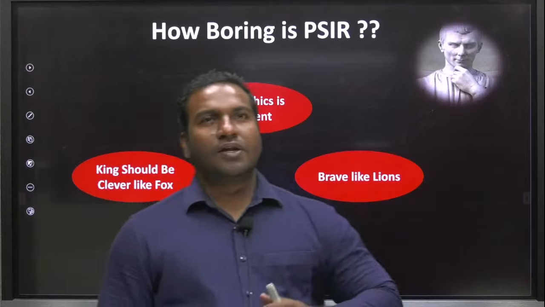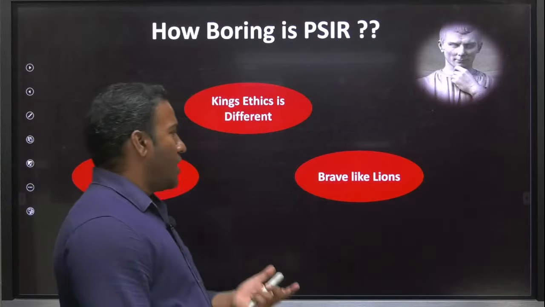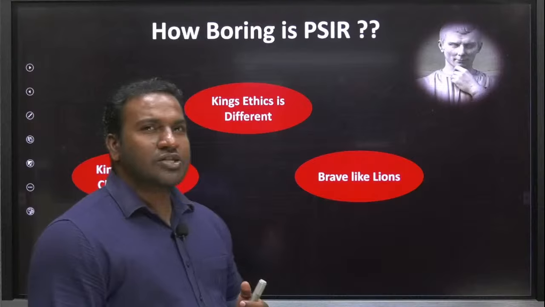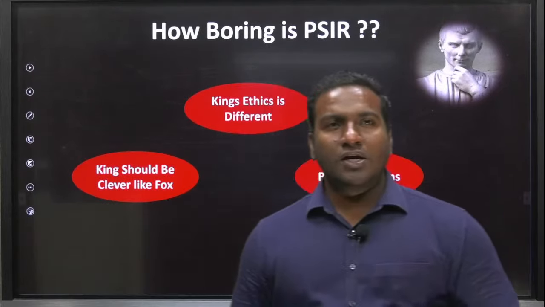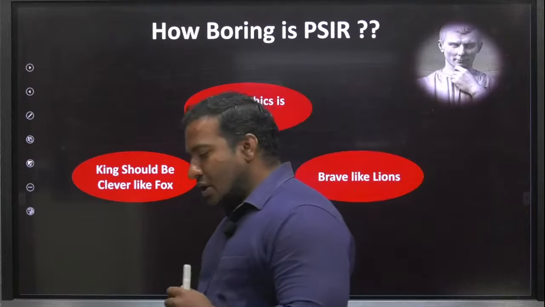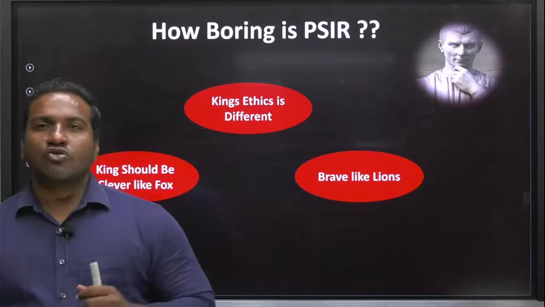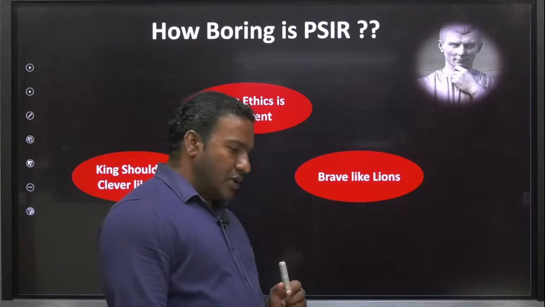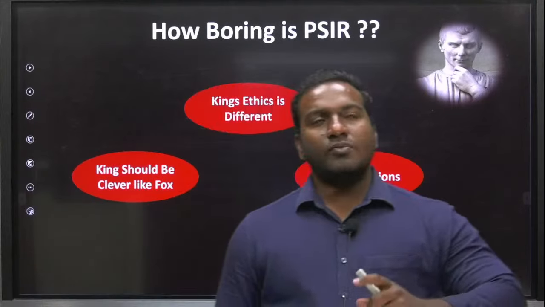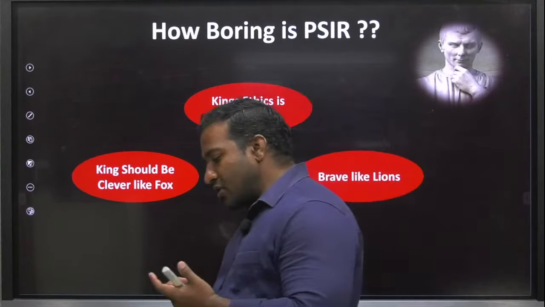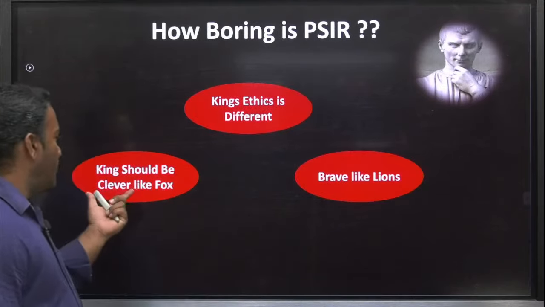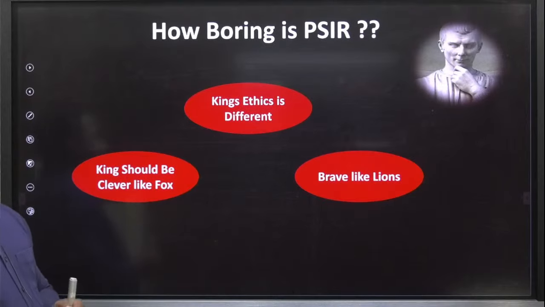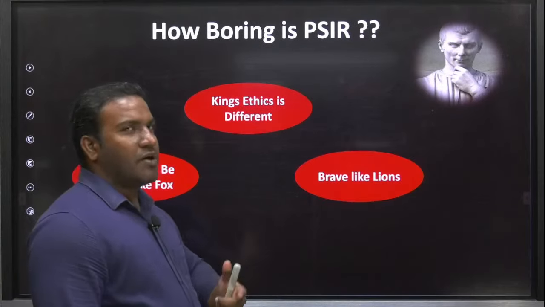Now at the same time, Machiavelli says a king should be clever like a fox. A king should not only be broad hearted, he should be clever like a fox, because there will be multiple people who will be trying to take on the king. There will be multiple people who will be trying to defeat the king and come to power. At that point of time, we have to be clever like a fox. Then we have to be brave like lions.